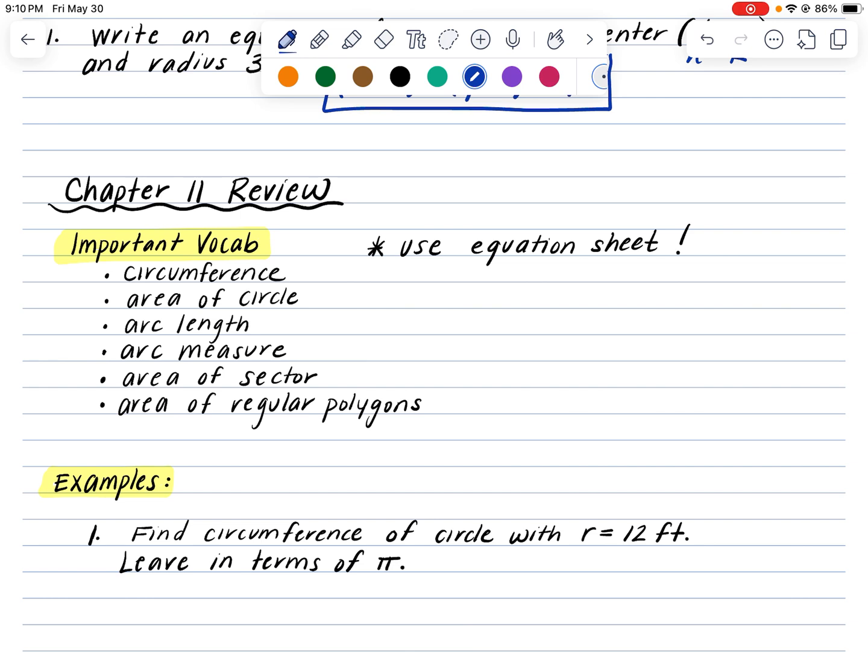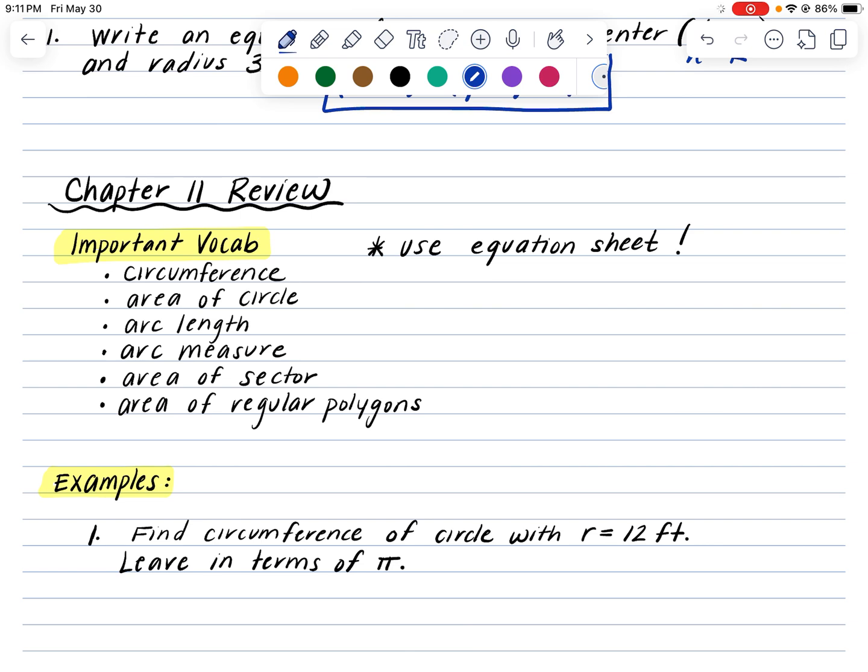Then we have the area of a circle, the arc length of a circle. The arc length of a circle is like a part of the outside. The arc measure is in degrees. That's super important. Arc measure is talking about the degrees. Area of a sector is, again, like a pizza slice. What's the area of a pizza slice? And then we did regular polygons.